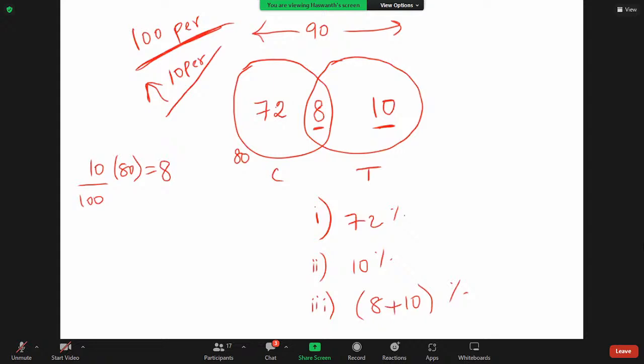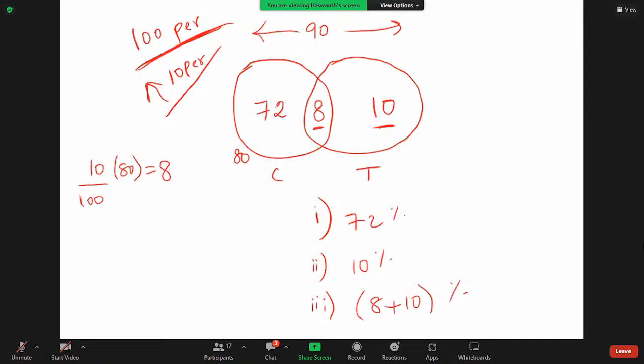Let's say 100% are there, 80 of them are drinking coffee. So total value of coffee set is 80. And 10% of these, out of this 80, 10%. 10% of 80 is 8. 8 are also drinking tea. So both coffee and tea is 8.